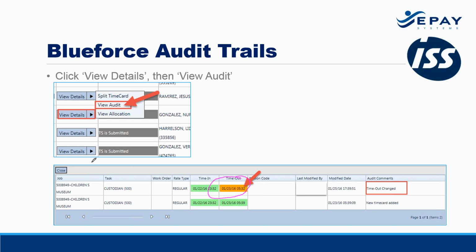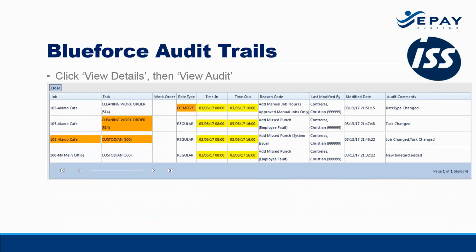Okay, so the view audit is nothing more than a trail of all the different situations where an employee punched in, punched out, and something was changed. Anything that was changed on the time card records is going to be noted here on the audit trail. Another example is this one. This one's a little bit more in depth. In this particular example, I have a lot of employees punching in and punching out.